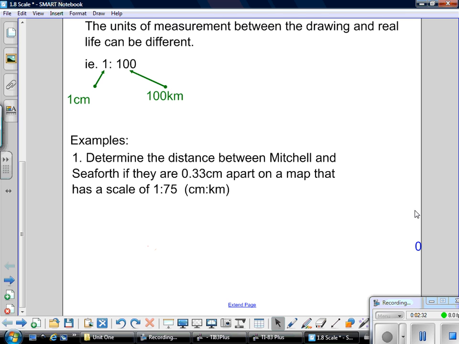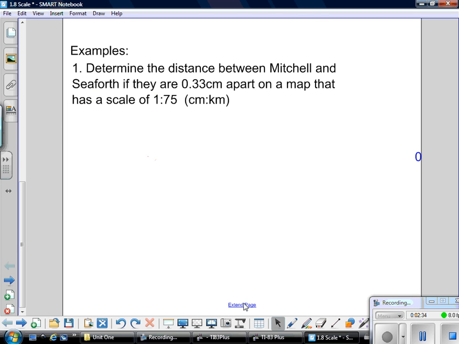All right, so take a closer look at this. I'm going to just bring it up for us. So what do we know? Well, the first thing that we know is we have 1 to 75. We also are told that on the map, Mitchell and Seaforth are 0.33 centimeters apart. So that is on the paper, so it matches with the 1. What I'm trying to figure out then is how far apart are they in real life?